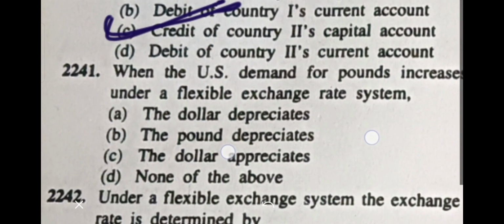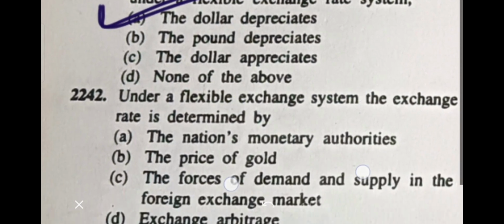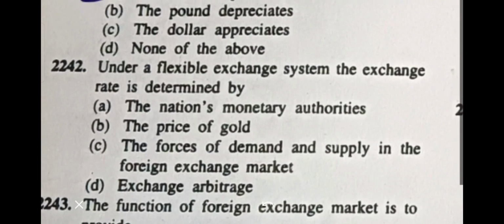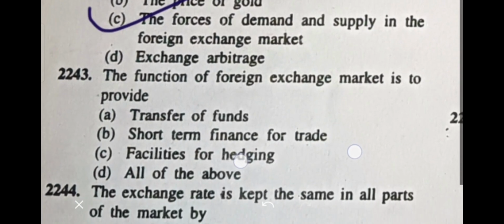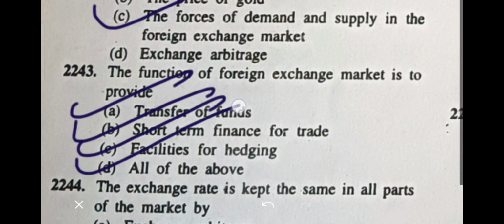When the US demand for pound increases under a flexible exchange rate system, the dollar depreciates. Under a flexible exchange rate system, the exchange rate is determined by the forces of demand and supply in the foreign exchange market. The function of foreign exchange market is to provide transfer of fund, short-term finance for trade, facility for hedging, all of the above.